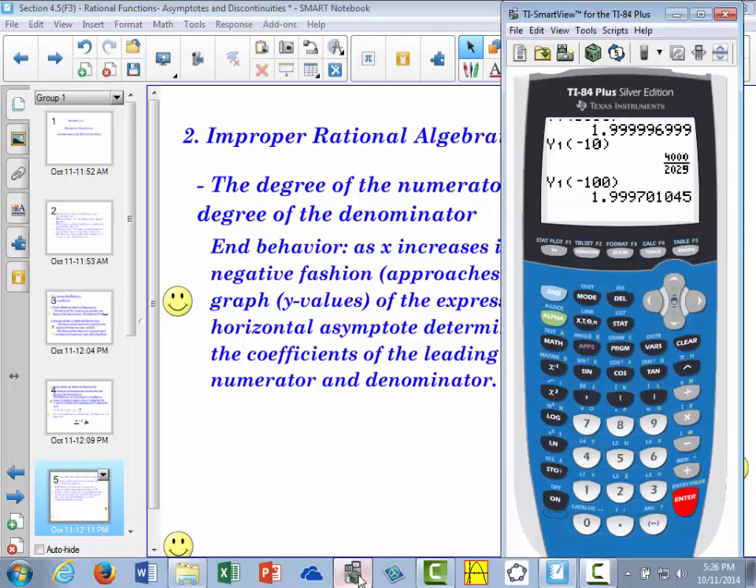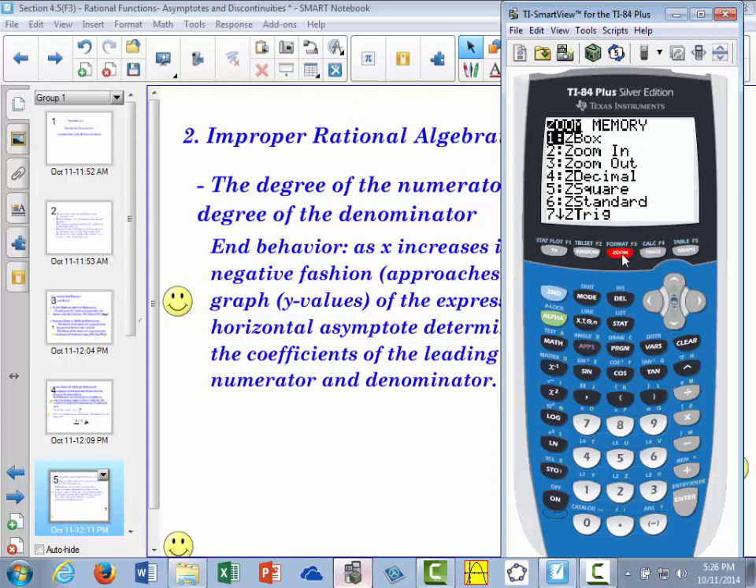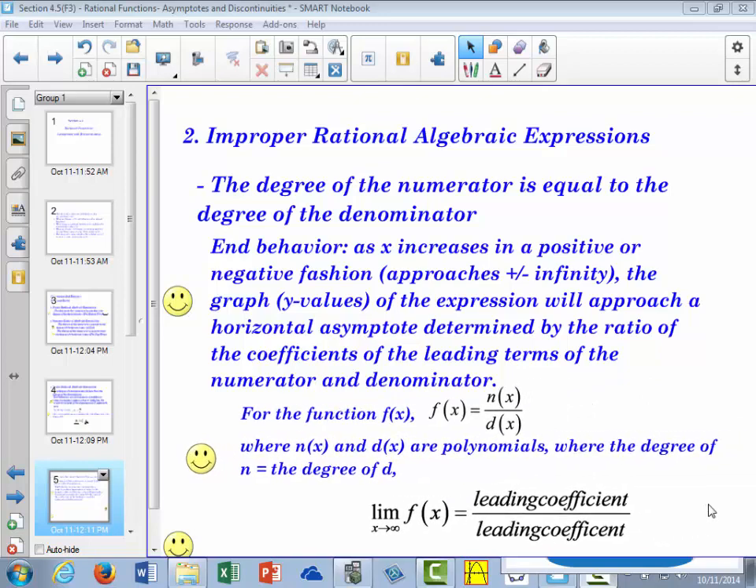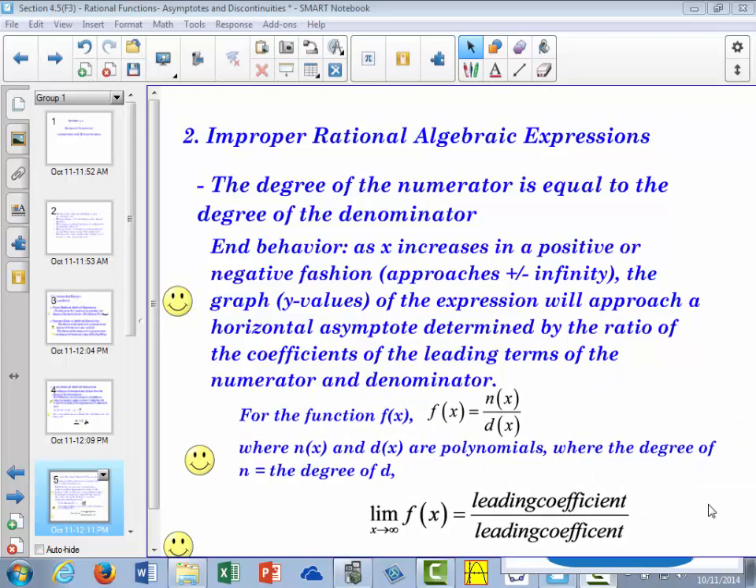Let's just verify that by looking at the graph itself. So I'm going to do a zoom standard here, so zoom 6, and we can see that while we may have some interesting things going on here in the middle, as we go out towards the outside, our graph approaches a value of 2. Once again, we have some notation to describe this phenomenon where our end behavior has a horizontal asymptote that results from the ratio of the leading terms.